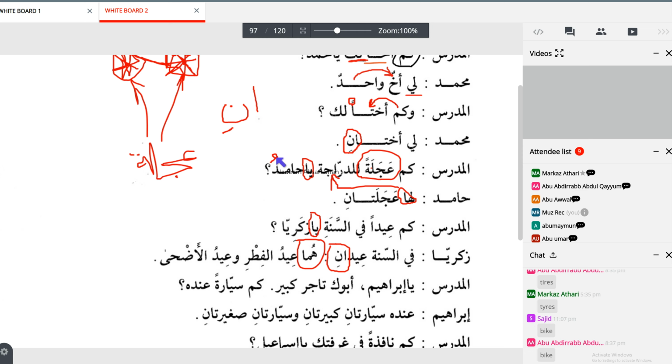And here's another example of a word that finishes with alif, though this is a different type of alif. This is alif maksur, which is an alif which looks like.